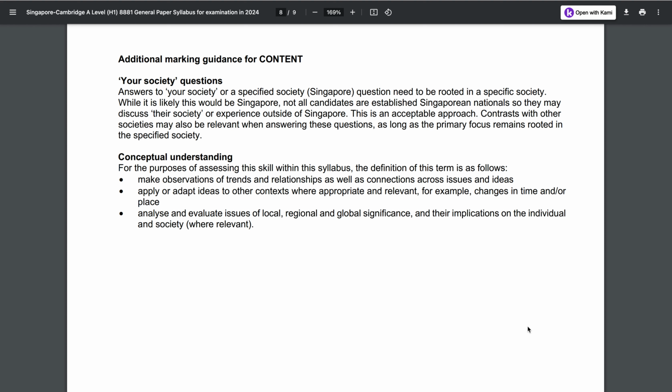This is especially relevant if you're going for in your society questions, because Singapore is a unicorn country. Singapore is a very different context from the rest of the world. That's what makes in your society questions easier. However, if your argument is super, super narrow, even within a small country like Singapore itself, then there's a problem there. So when you're writing your essay, conceptual understanding is very important.